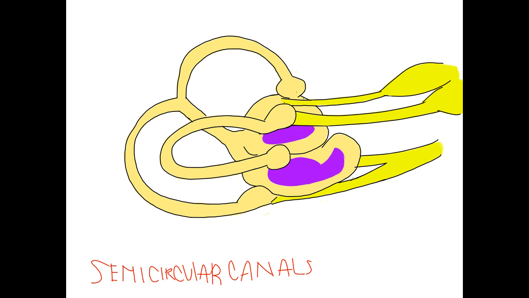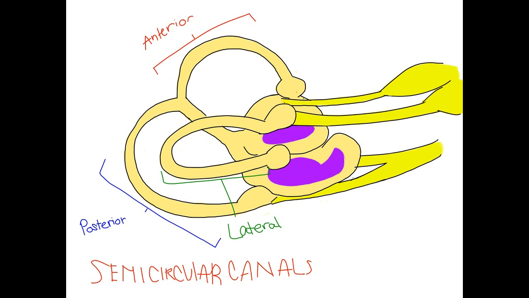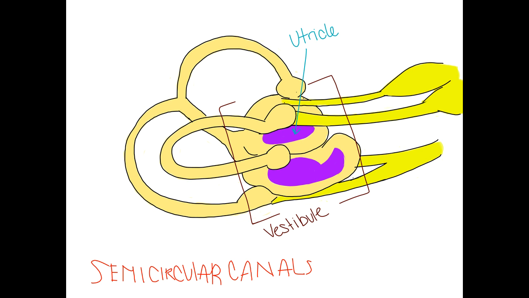The semicircular canals are important to equilibrium and rotational acceleration of the head. There are three semicircular ducts, which are the anterior, posterior, and lateral. The vestibule is made up of the utricle and saccule. These are important to static equilibrium and linear acceleration of the head.